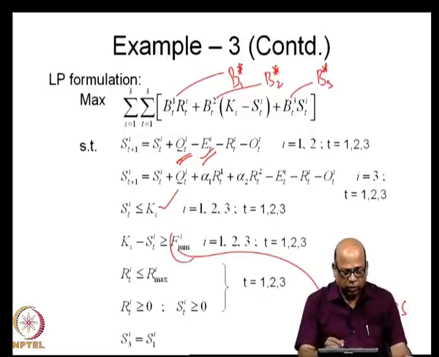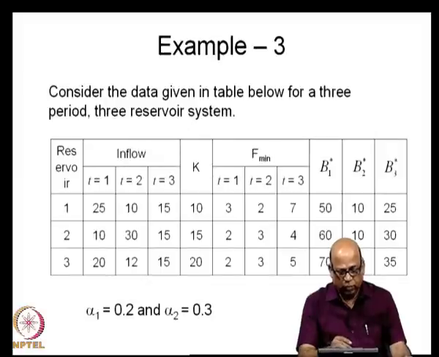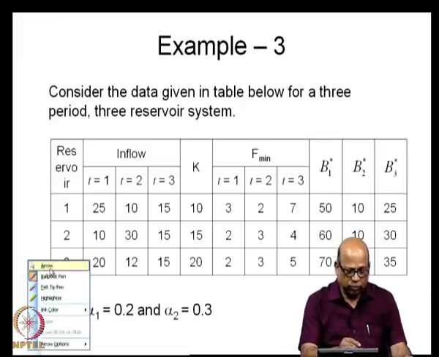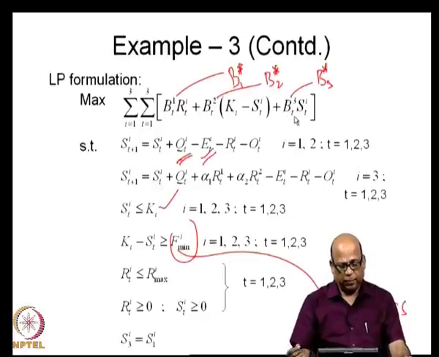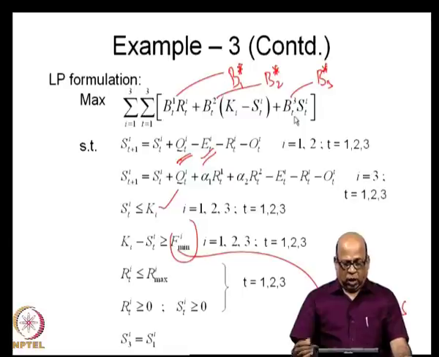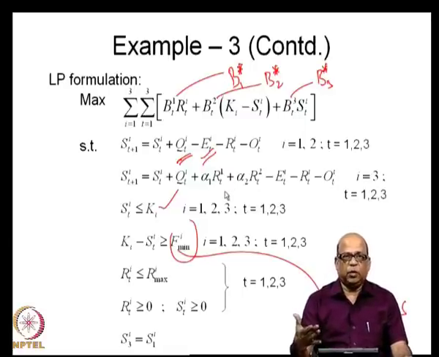You have to specify the F min I. So, all of this data is given. The inflow is given at all the reservoirs for all the time periods. The storage capacities are given at all the reservoirs. You have specified the minimum storage, minimum flood control storage at each of these reservoirs for each of the time periods, and of course, the benefit functions. And the alpha 1 and alpha 2, which are the fractions of the releases from the upstream reservoirs that join the downstream reservoir. So, that is also specified here.